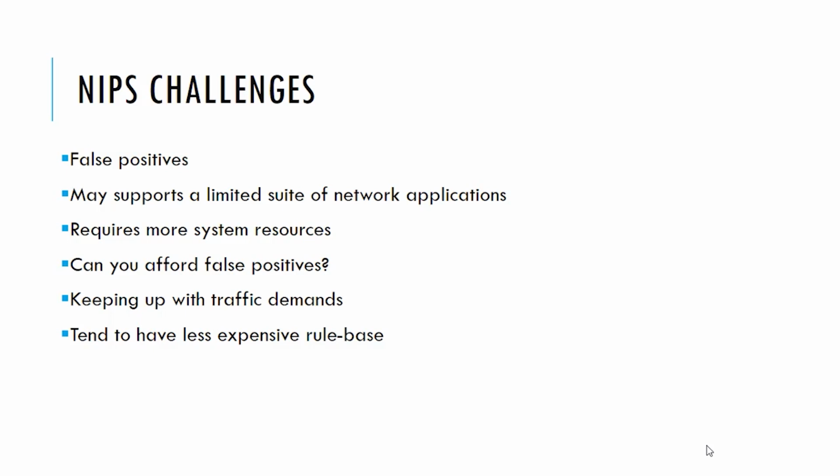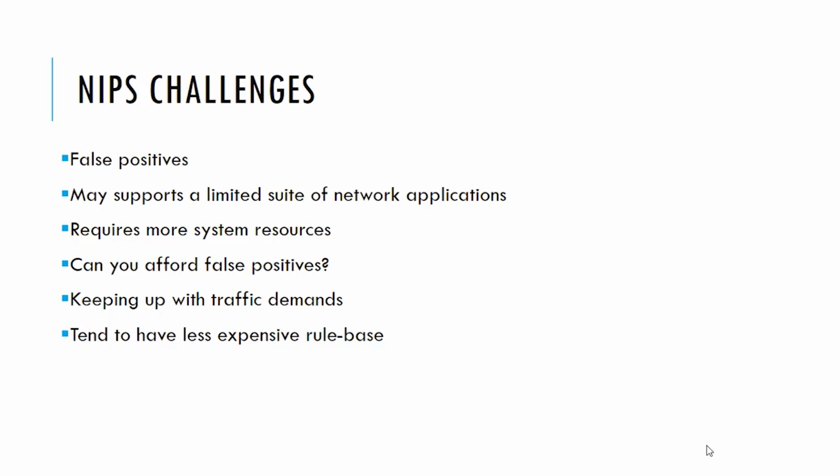It requires more system resources than the IDS because here it takes actions. So it requires more processing and storage and network bandwidth. And you should ask yourself, can you afford false positives or not, and accordingly assign the human resources that would be assigned for the network intrusion prevention system. If you cannot afford false positives, then you should assign many human resources, trained security specialists, over this IPS to monitor and to take action according to the alerts being generated.